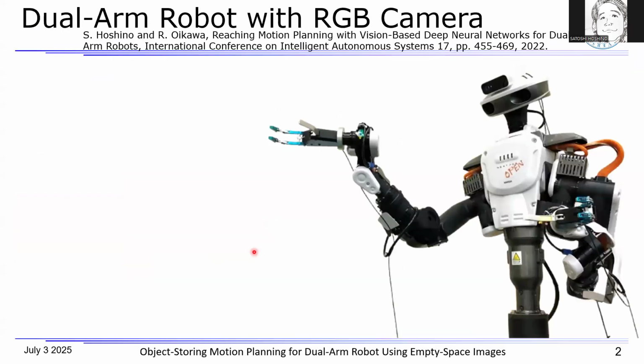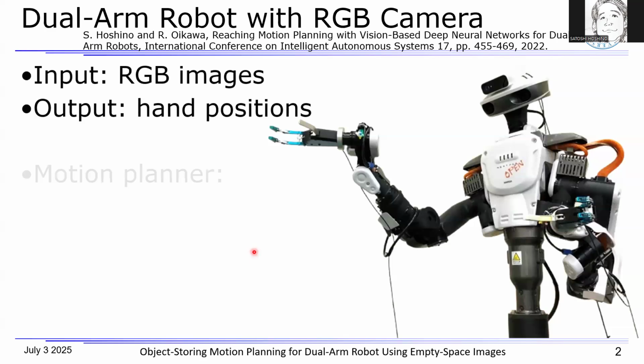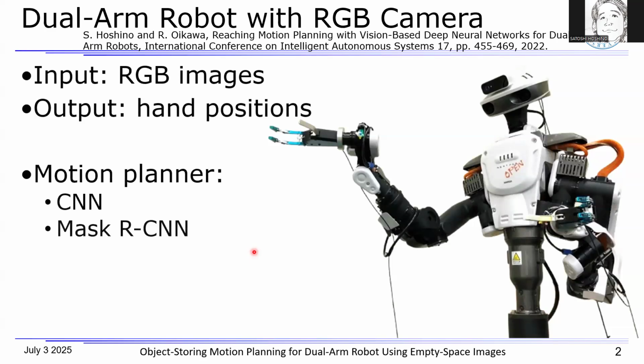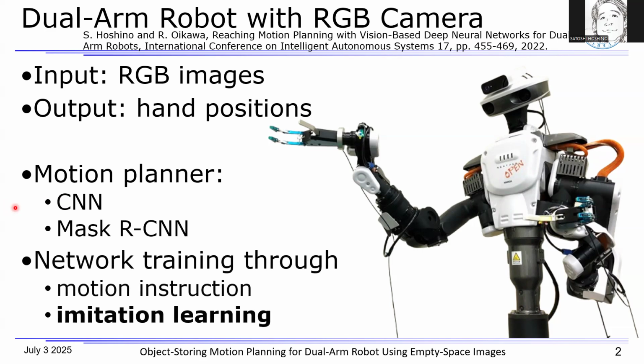This picture shows a dual arm robot, Nextage, equipped with an RGB camera on top. Using this camera, RGB images are used as input and hand positions are determined as motion outputs. So we have so far proposed a motion planner based on CNN and Mask CNN. And this motion planner was trained through motion instruction and imitation learning.